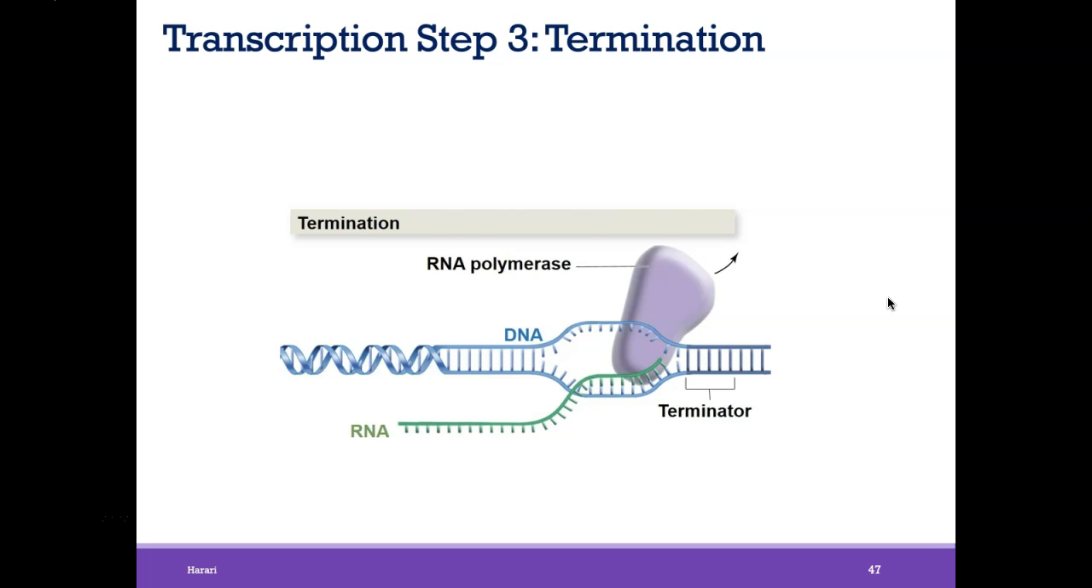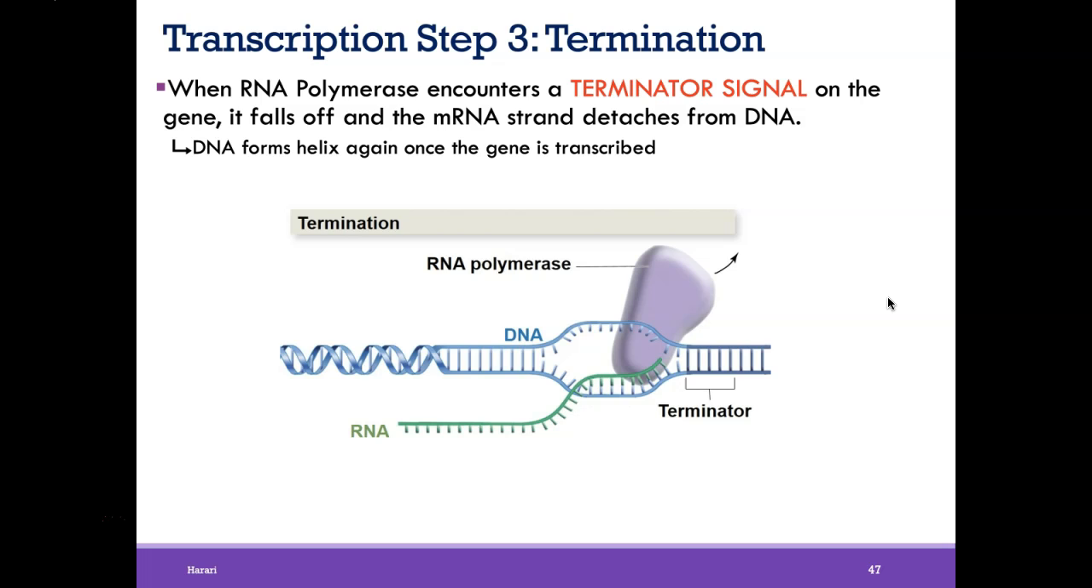Finally, the last step is termination. RNA polymerase encounters a terminator signal at the end of the gene, and it basically just falls off from the mRNA and detaches from the DNA. The DNA helix reforms into that double-stranded DNA, and that's the end of transcription. So every gene starts with the promoter and ends with the terminator. Now the cell produced an mRNA copy of the gene.